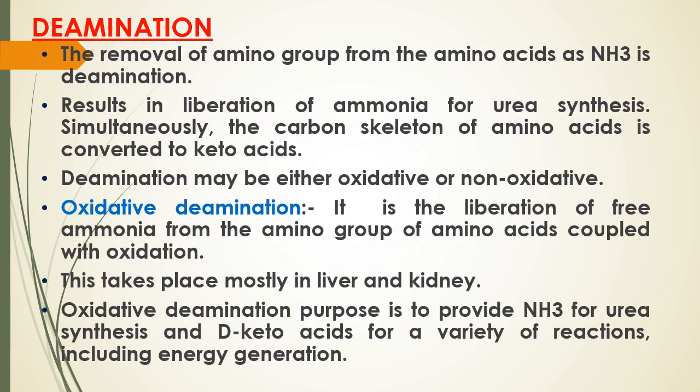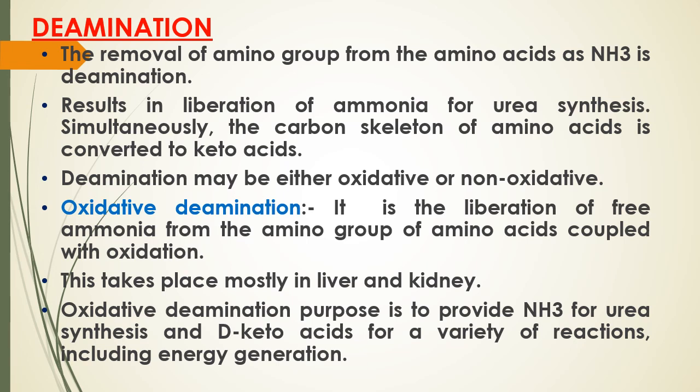Deamination. The removal of amino group from the amino acids as NH3 is deamination, and it results in liberation of ammonia for the urea synthesis. Deamination may be either oxidative or non-oxidative. The oxidative deamination is the liberation of free ammonia from the amino group of amino acids coupled with oxidation, and it takes place mostly in liver and kidney.